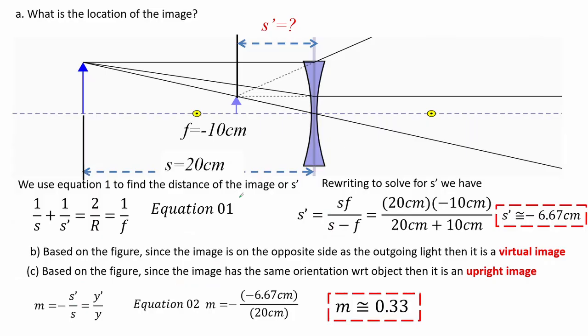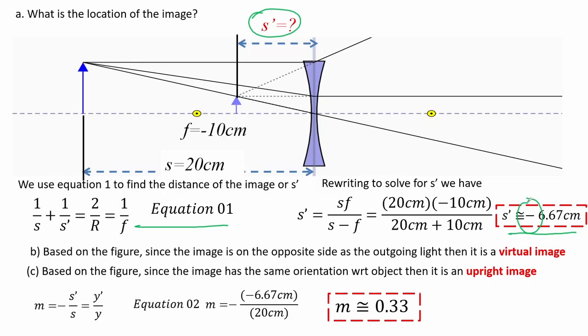For letter A, the distance of the image is determined by using equation 1. We rewrite this to solve for s' and get that it is negative 6.67 cm. We see that it has a negative value, which indicates that it is on the opposite side as the outgoing light, and this agrees with our graphical representation of the problem.